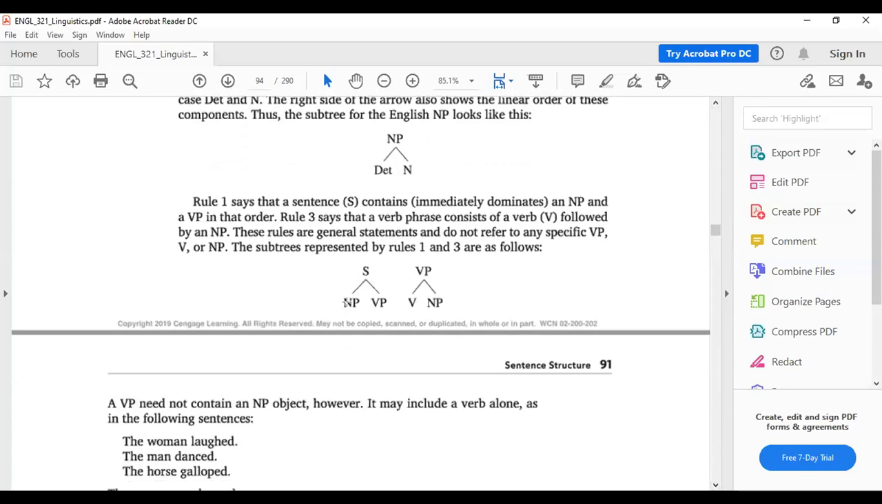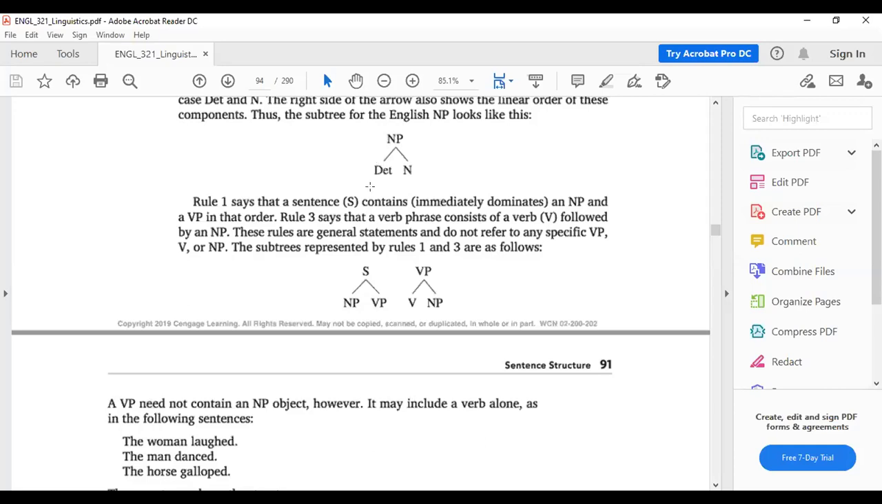So the sentence gives NP and VP. Now, Bushra also added that only the noun. So what is a noun phrase? A noun phrase is a group of words headed by a noun. What is the obligatory element? It is the noun, the head of the phrase.